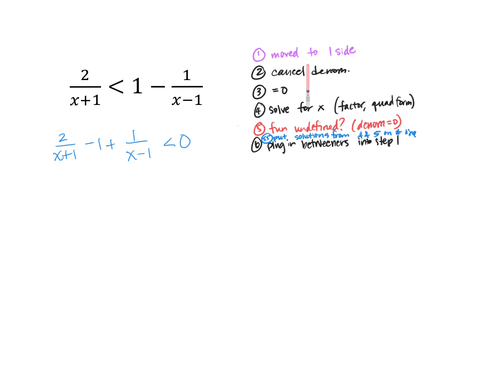Okay, we did step 1. We moved things to one side. Step 2, cancel the denominators. So what do we need to multiply things by? x plus 1, x minus 1.